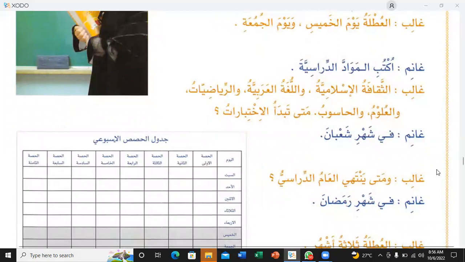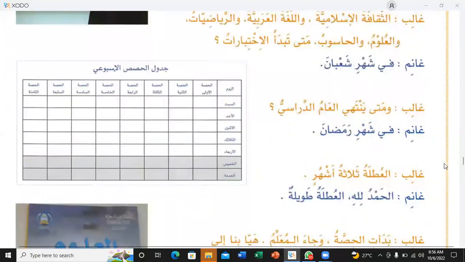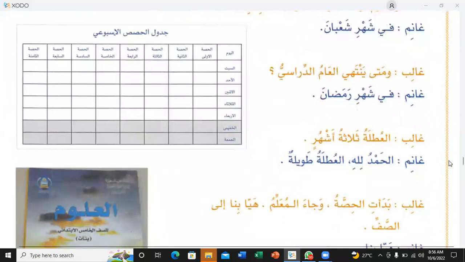Okay. Ganim: fi shahri Shaban. In the month of Shaban. Okay. Ghalibun: wa mata yantahil amud darasi? وَمَتَى يَنْتَهِي الْعَامُ الدَّرَاسِيُّ means when does the school year end? When does the school year end? Okay.